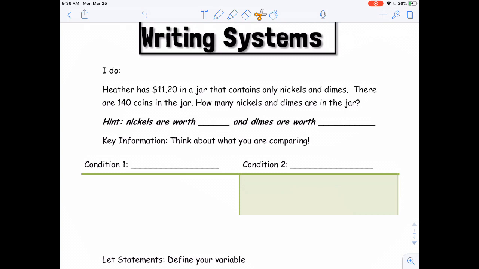Here we go. Heather has $11.20 in a jar that contains only nickels and dimes. There are 140 coins in the jar. How many nickels and dimes are in the jar? Before we move on, let's break this problem down a little bit more.